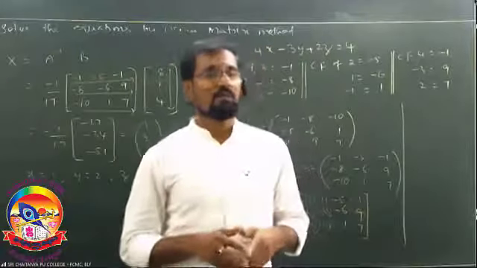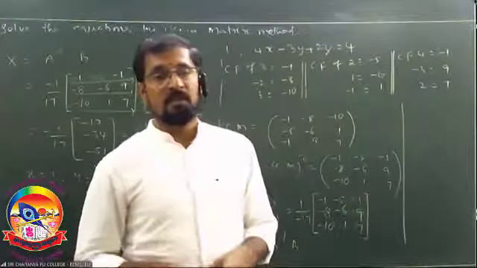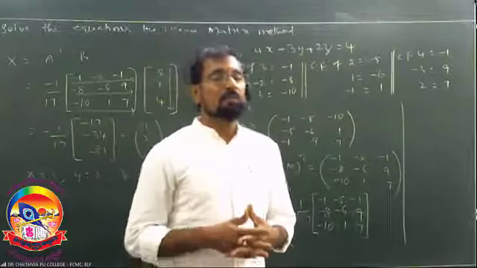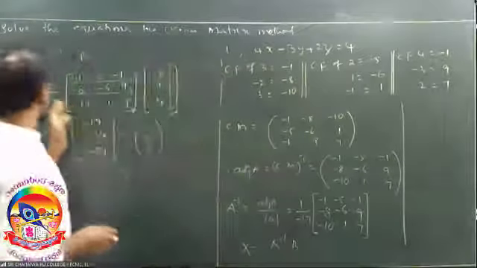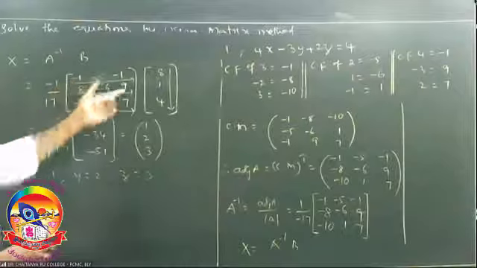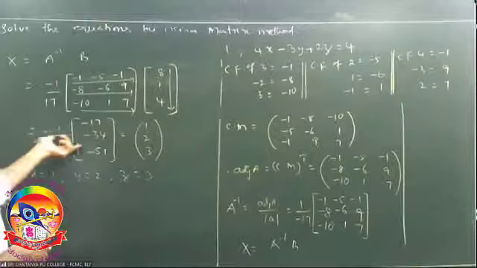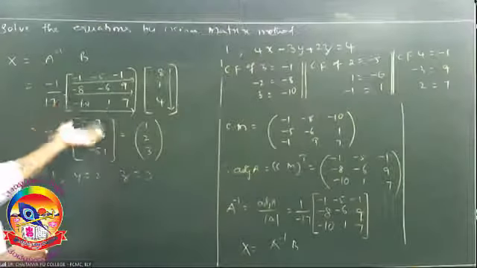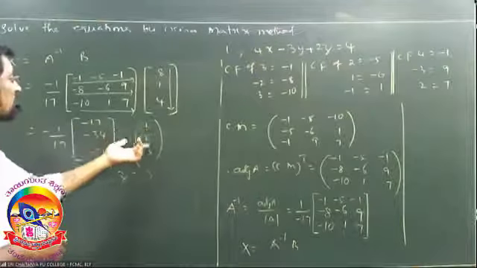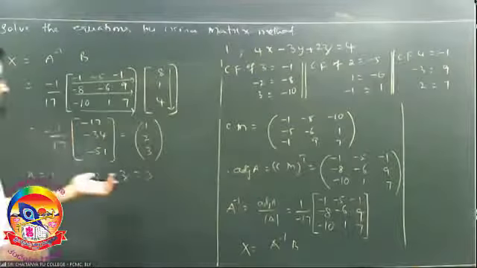Okay, capital X is equal to A inverse into B. So A inverse into B, you are going to get, see here, capital X is nothing but A inverse into B. Therefore, it is A inverse value. That means if I multiply, I am going to get 1, 2, 3 as small x, y, z values.